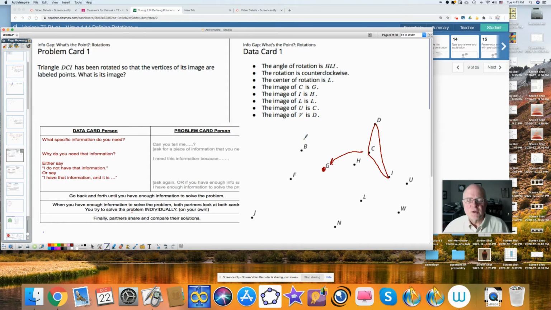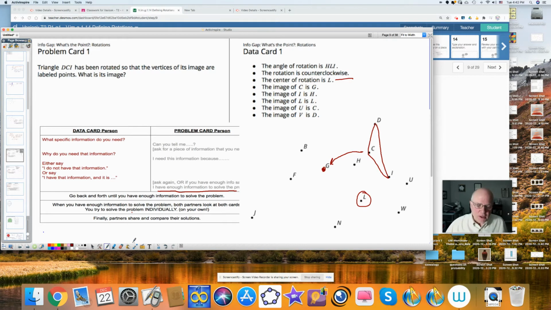What specific information do you need? Can you tell me the center of rotation? Why do you need that information? Well, if I knew the center of rotation, I might be able to figure out where these other 2 points go to. I have that information. The center of rotation is L. Here it is. I have enough information to solve this problem, I think, anyway.